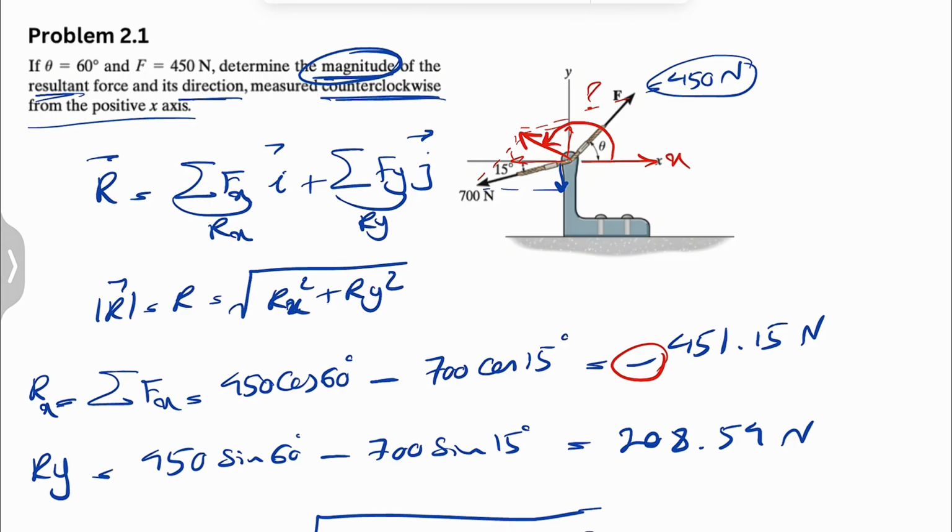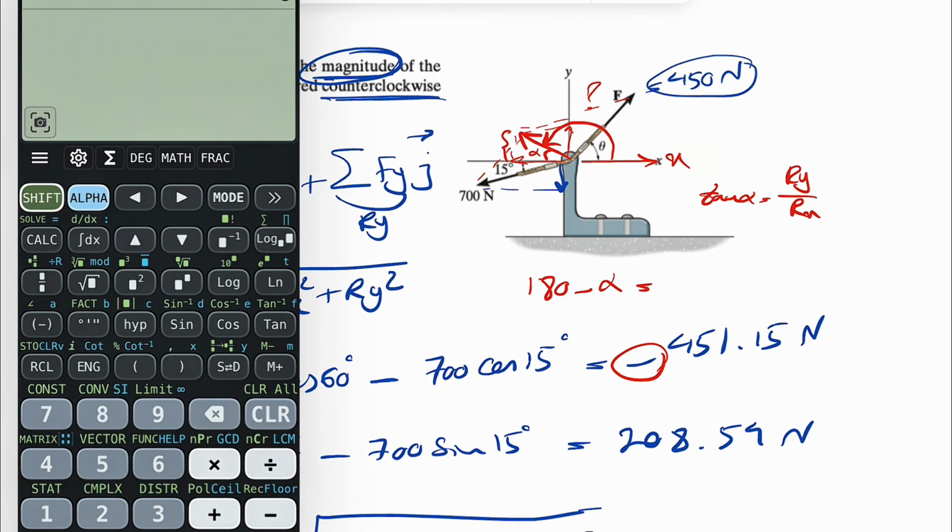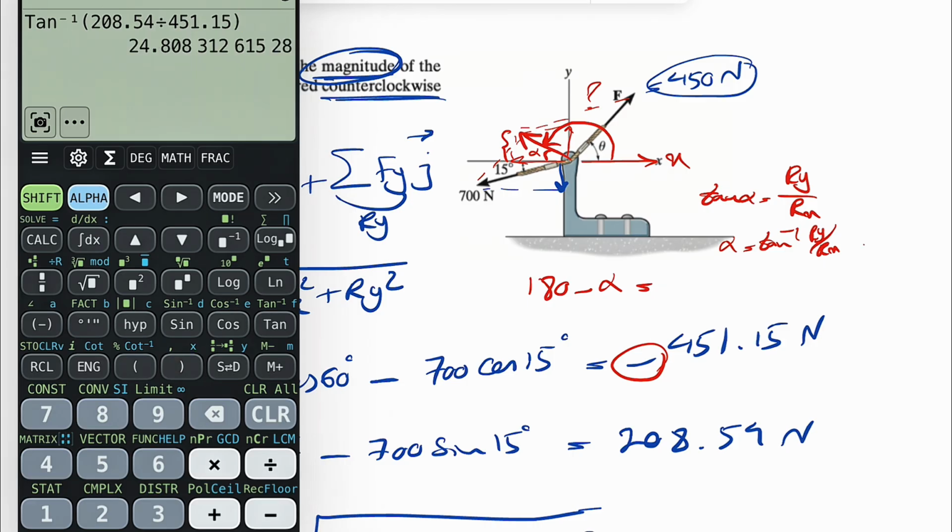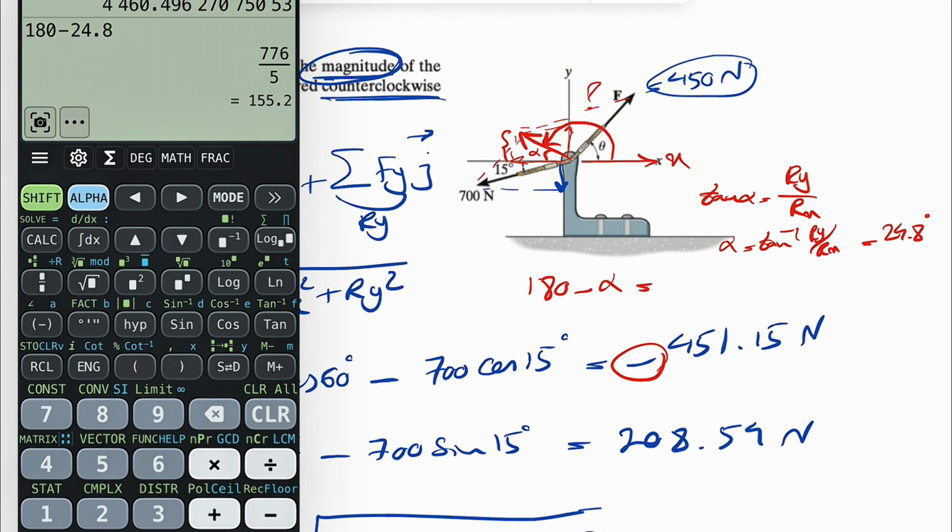If we call this angle alpha, tangent of alpha would be basically this side, which is Ry over Rx. Once we find the alpha, the angle that we are looking for is basically 180 minus alpha. So let's find the angle first. Alpha would be tangent inverse of Ry over Rx. Ry was 208.54 divided by 451.15. So this is going to be 24.8 degrees. And again, 180 minus this is going to be our angle.